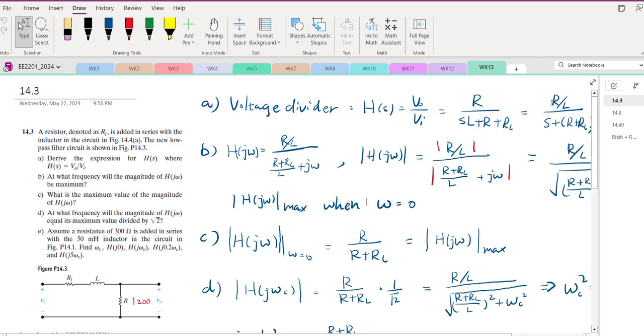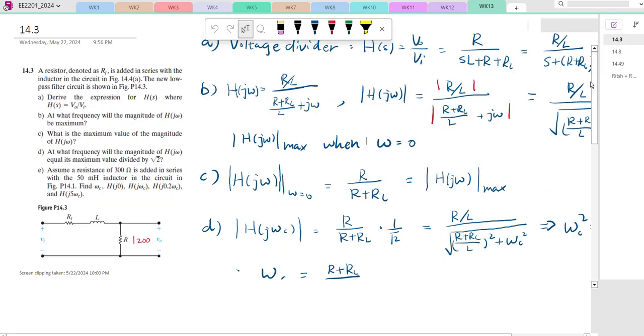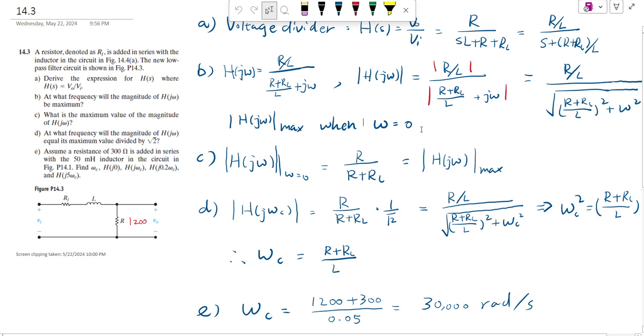And for week 13, we continue on filters. We still work on filters. We have this kind of filter, and we want to find the transfer function. Again, it is a voltage divider. The input voltage is across 1, 2, 3 impedances, and the output is across only 1 impedance.